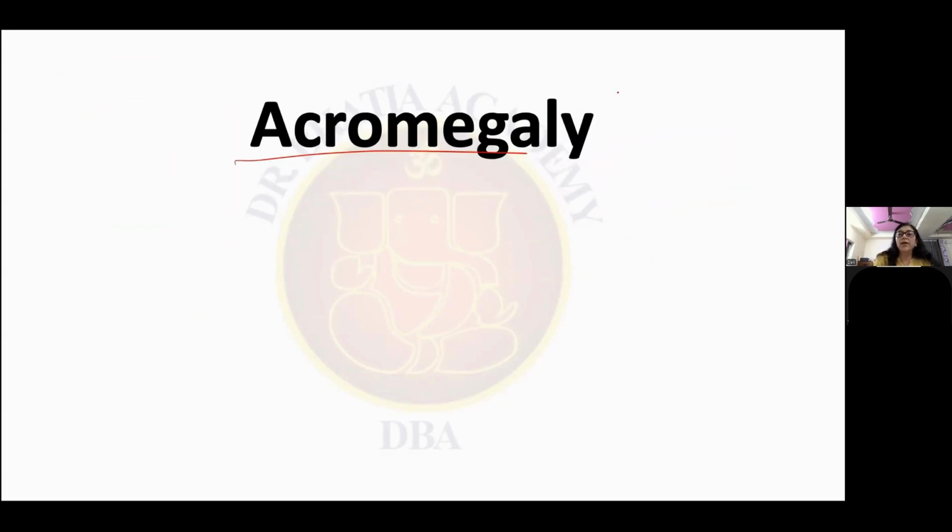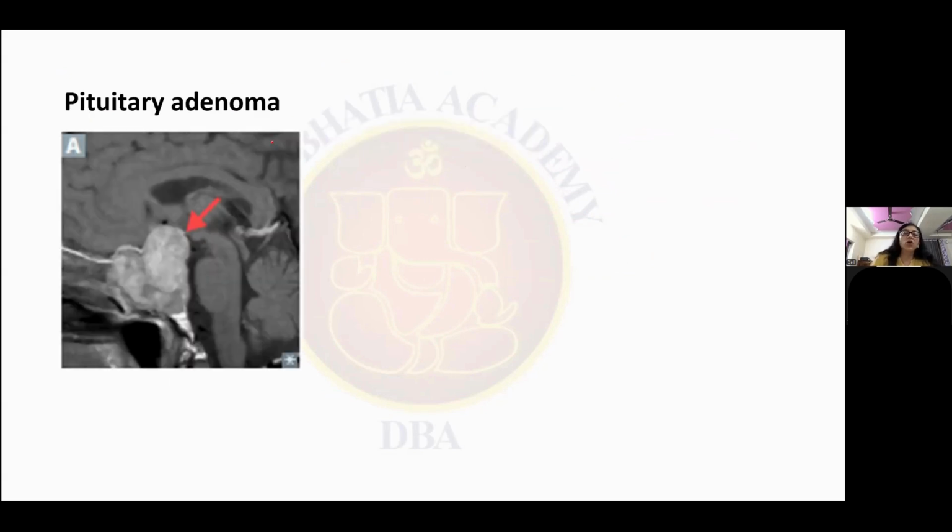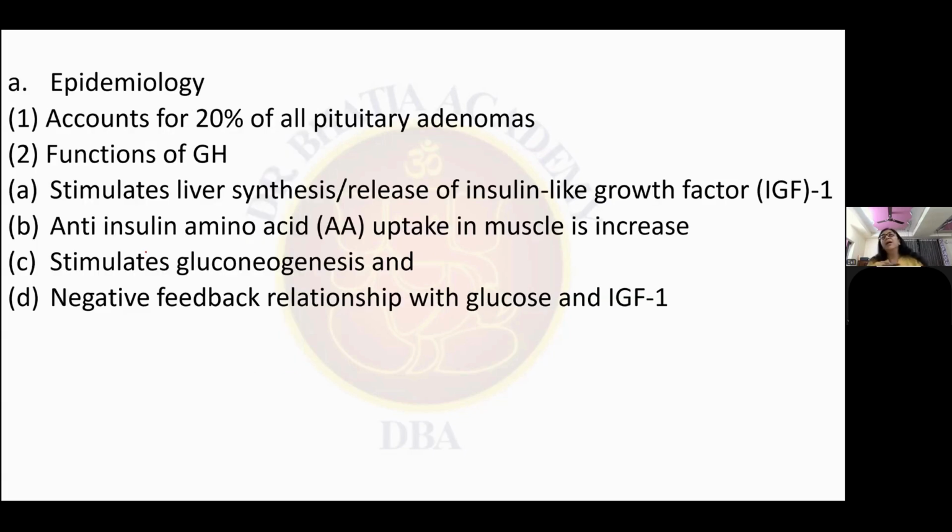So let's talk about acromegaly first. That is a growth hormone producing mass. You can see this is a pituitary here, and this pituitary adenoma has gone upwards. This is the sella, and it is increased in size, and the pituitary has gone up. So there is a pituitary adenoma, and this pituitary adenoma happens to be a growth hormone secreting adenoma. GH adenomas are almost 20% of all the pituitary adenomas, and it will release growth hormone. So it will have excess growth hormone in the system.